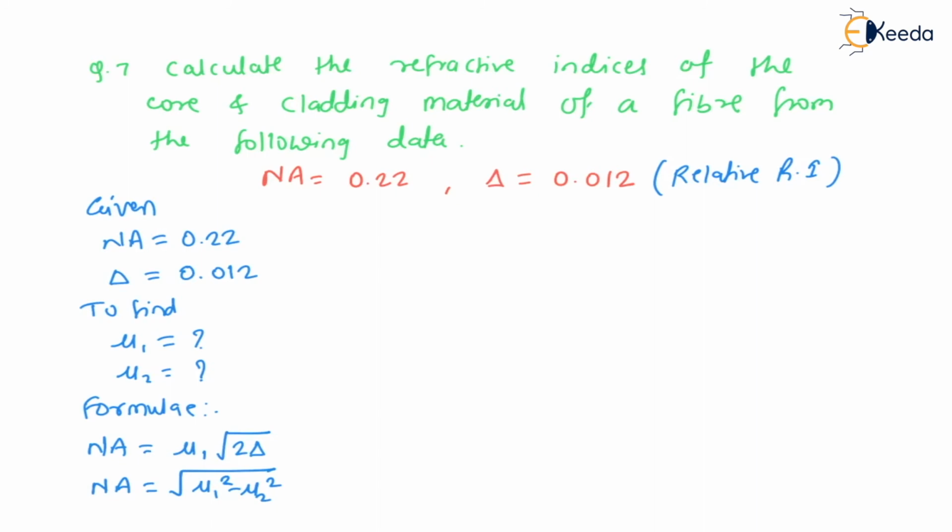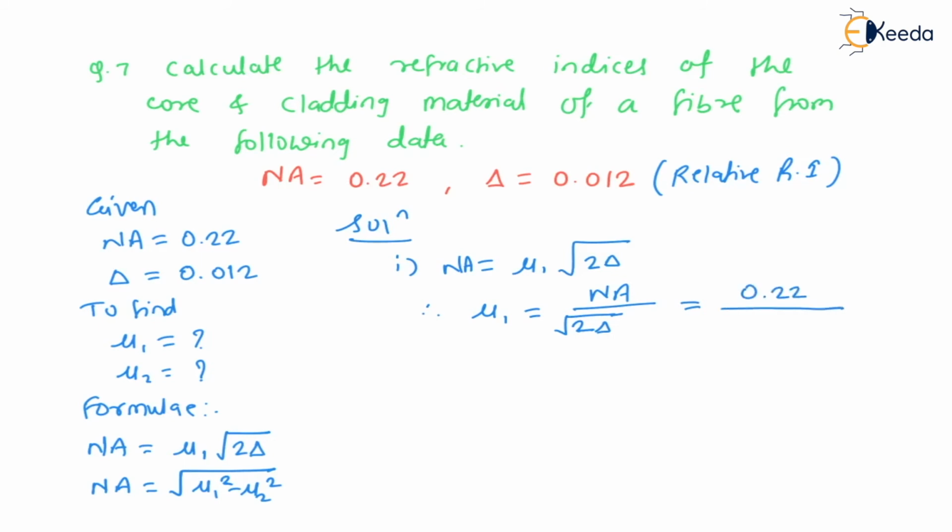Okay, so now the solution is what? It is here, the solution. So first of all, we'll find mu1. Na is what? It is mu1 into under root 2 into delta. We can write this formula as mu1 is equal to Na divided by under root 2 into delta. So now we'll substitute the values over here. The value of Na is what? It is 0.22 divided by under root 2 into delta. Delta is what? It is 0.012. And then we can easily find out the value of this mu1 as 1.42. So this is the value of mu1.